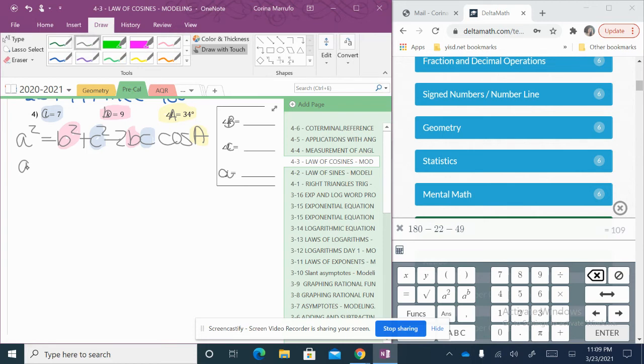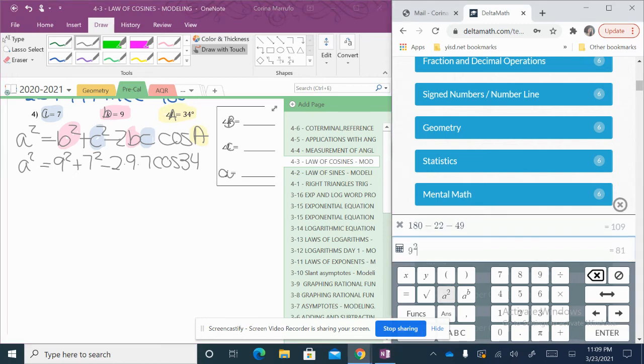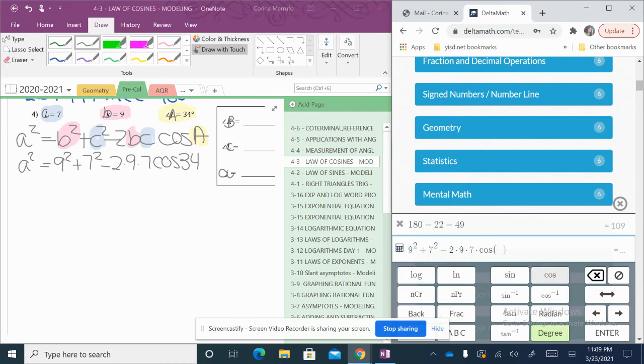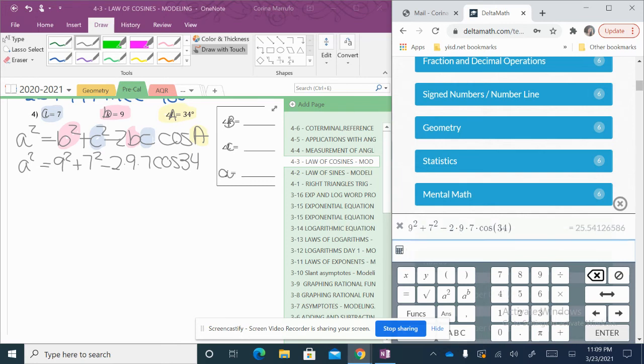So we have a squared equals, b is 9, so 9 squared plus 7 squared minus 2 times 9 times 7 cosine of 34. Alrighty, so I'm going to plug that in my calculator exactly the way I see it. So 9 squared plus 7 squared minus 2 times 9 times 7 times cosine of 34. We hit enter, that gives me 25.5. So a squared equals 25.5.